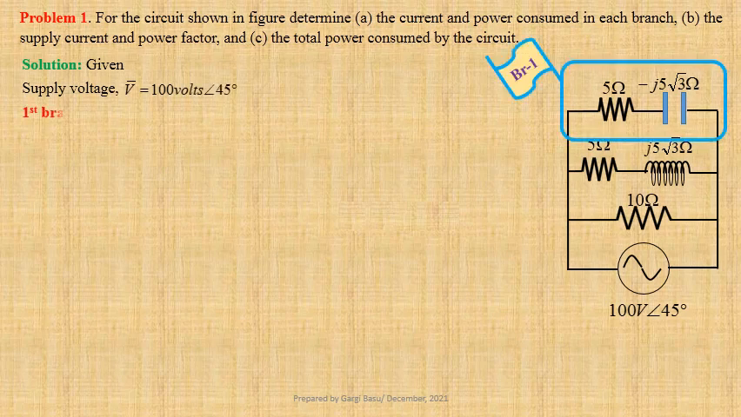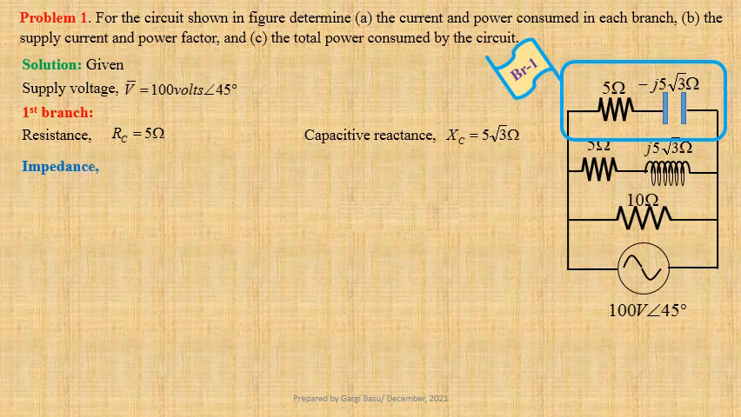For the first branch, given resistance RC equals 5 ohm and capacitive reactance XC equals 5 root 3 ohm. Let us now calculate complex impedance of the first branch. Z1 equals RC minus JXC, that is equal to 5 minus J 5 root 3 ohm. This may be written in polar form as 10 ohm at an angle minus 60 degree.